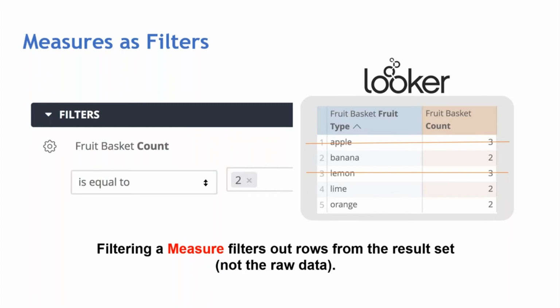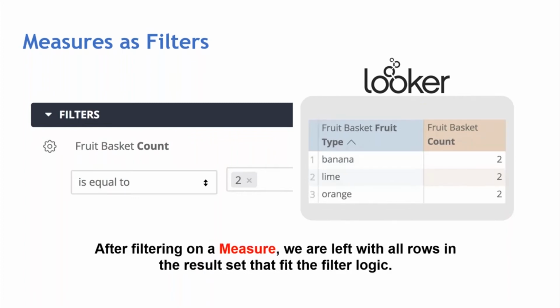So this is like applying a filter on aggregated fields, on count, which is auto-generated but not user-generated. When we say is equal to 2, we are only counting or displaying records where the total count of the fruit is 2. So we get banana, lime, and orange.